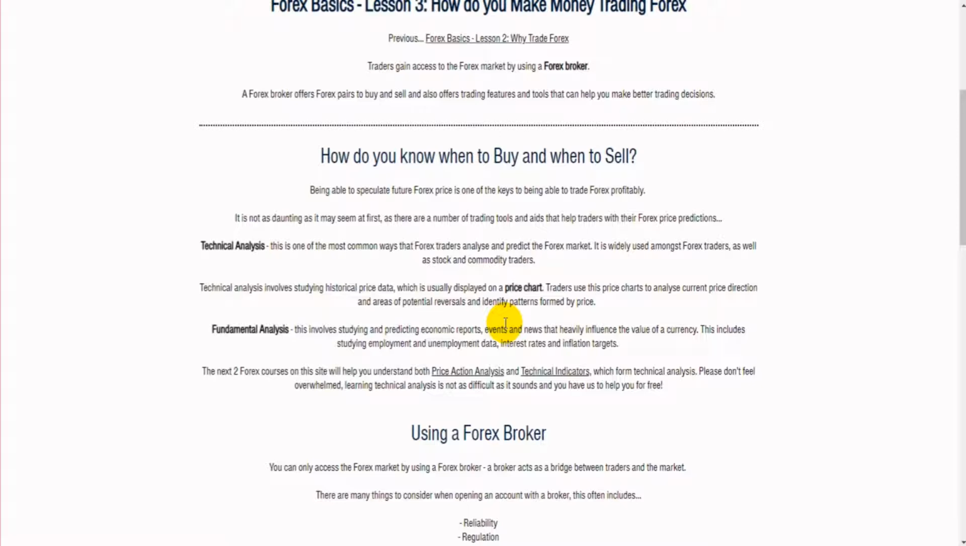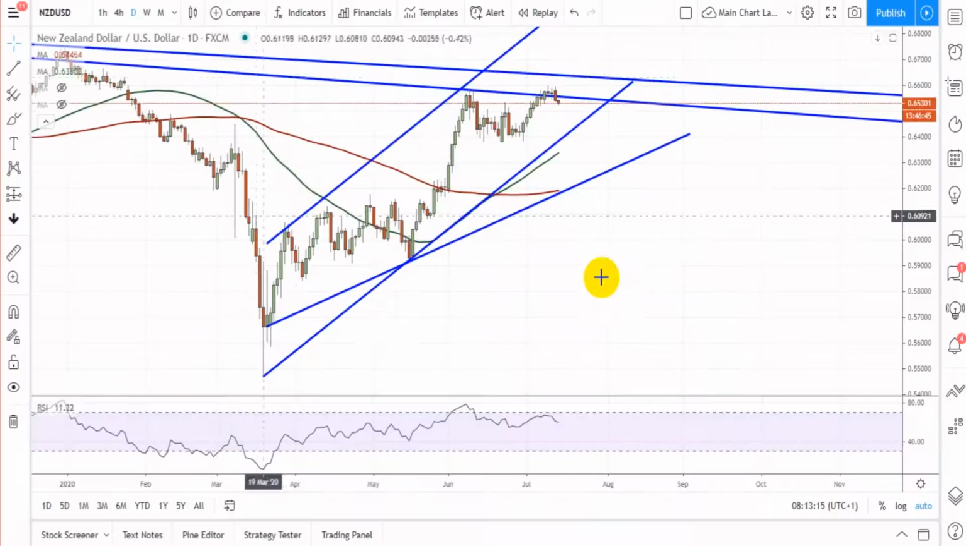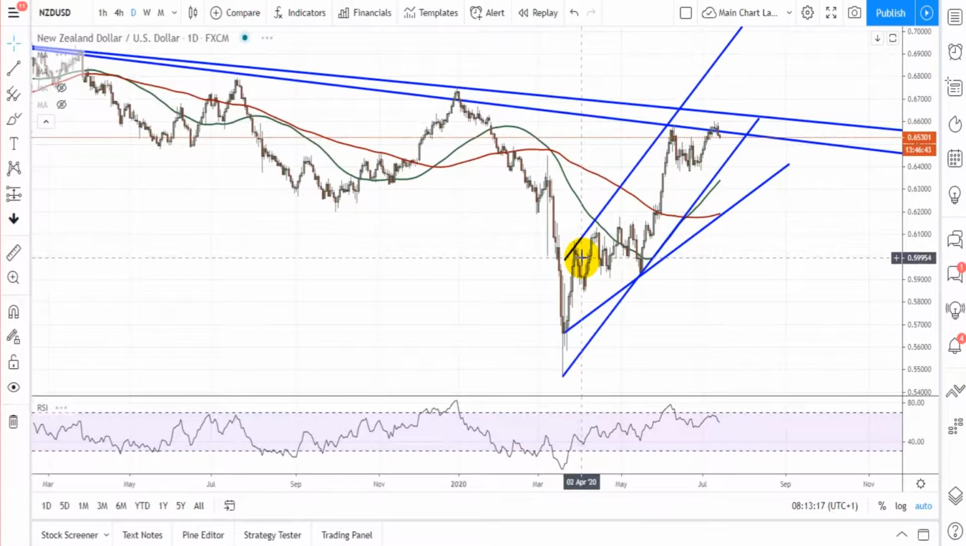All Forex traders use some form of technical analysis or fundamental analysis to help them know when to buy and when to sell. Technical analysis involves looking at price charts, so looking at historical price information of currency pairs and analyzing where price could go. Up on the screen here, this is one of the price charts that I've been looking at this morning. This is New Zealand dollar, US dollar.